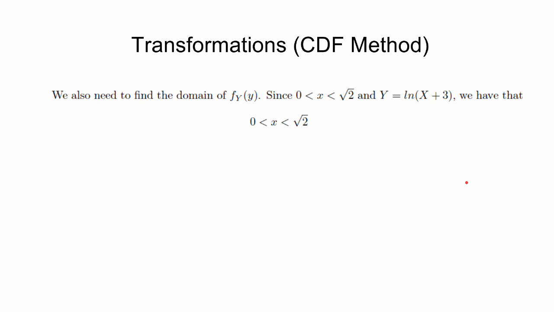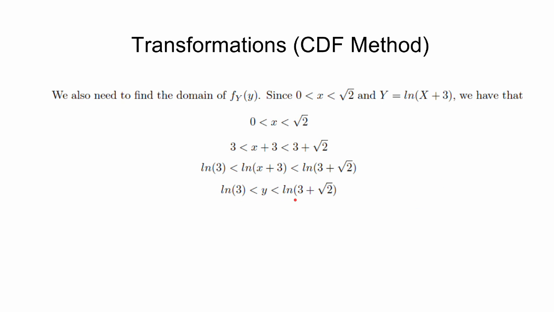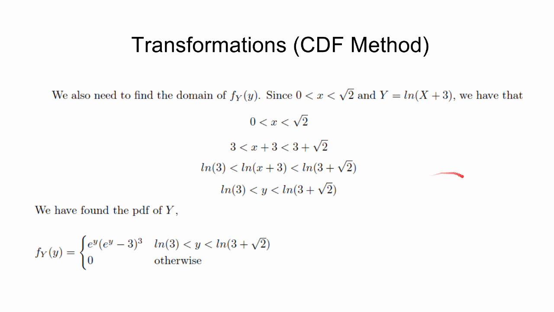Alright, but we're not done. We also need to find the domain for the PDF of y. And since we know from the outset of the problem that x is between 0 and root 2, and we have our function of x here, we want to change this into this function here so we can replace it with y. So if we add 3 to both sides, we get 3 to 3 plus root 2. Then we want to take the log, so we have log 3 to log of 3 plus root 2. Now this here is just y because of this up here. So we have that y is between log 3 and log of 3 plus root 2. Alright, we have found the PDF of y. It's given as such.